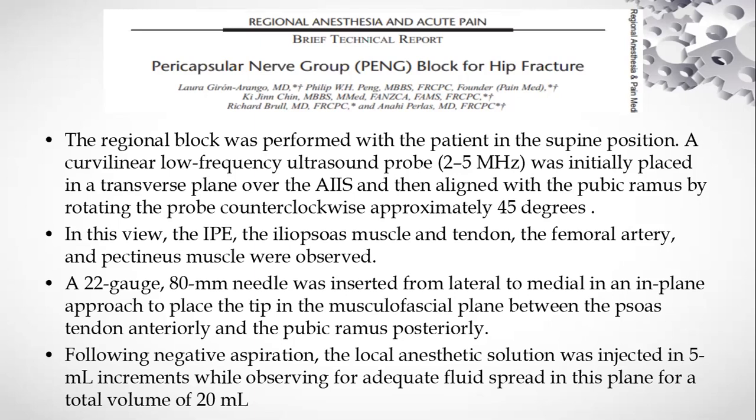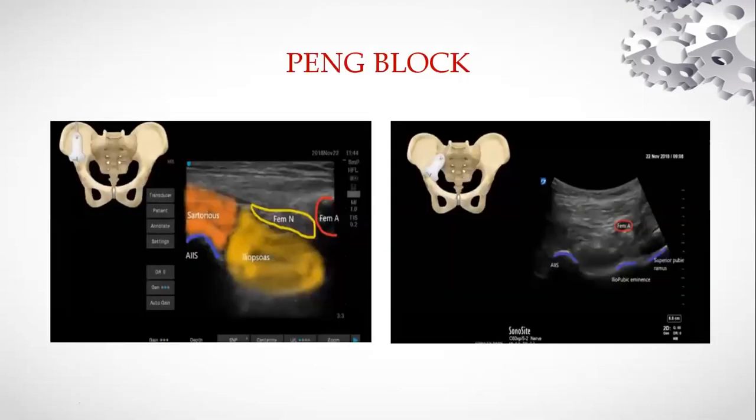So at this particular location, after visualizing all these structures, we have to go from lateral to medial to place the tip in the musculofascial plane between the psoas tendon anteriorly and the pubic ramus posteriorly. So there will be some drug spread anteriorly as well as under the psoas tendon. That will probably cover both the accessory obturator as well as the femoral nerve. Around 20 ml volume was used in this particular case. Again, we'll be seeing anatomy in this place.